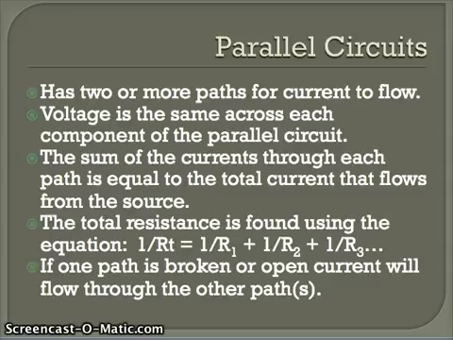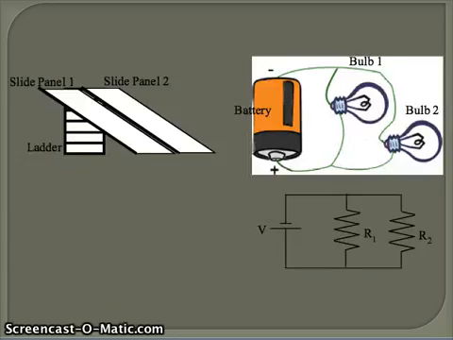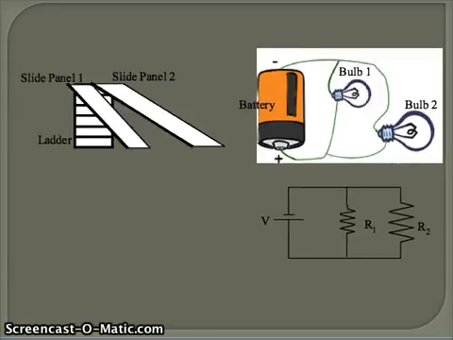We will do problems. If one path is broken or disconnected, the electricity goes through the other path and it's perfectly fine. Remember, parallel circuits are like one ladder with two slides, two bulbs, okay? Both individually connected to the battery, not to each other. And it didn't matter if they were the same size or not, we still were able to calculate and find the current, the voltage, and the resistance.